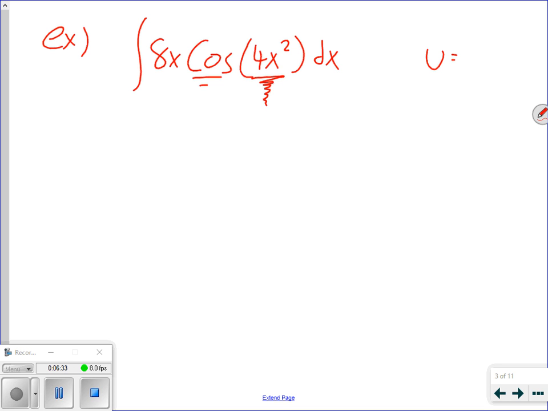And sometimes you might get it wrong from the start. And how you get it wrong is when you plug stuff back in, you can't integrate. You might have to redo this part. So never give up. The inner function here is 4x squared.